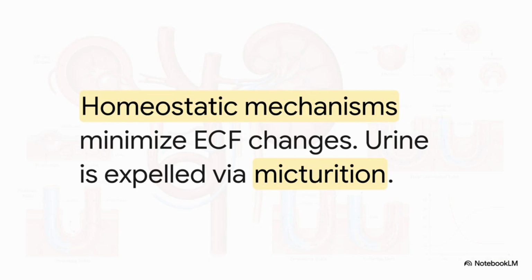Ultimately, because of all these complex jobs, the final composition of your urine can vary wildly. And that's because many of your homeostatic regulatory mechanisms use the kidney to essentially buffer and protect your extracellular fluid. They alter the urine to keep the ECF perfectly stable. Once this highly modified fluid is finally formed, it takes the macroscopic path. It passes from the renal pelvis, flows down the ureters, hangs out in the bladder for a bit, and is finally expelled to the exterior via urination, which we also call micturition.